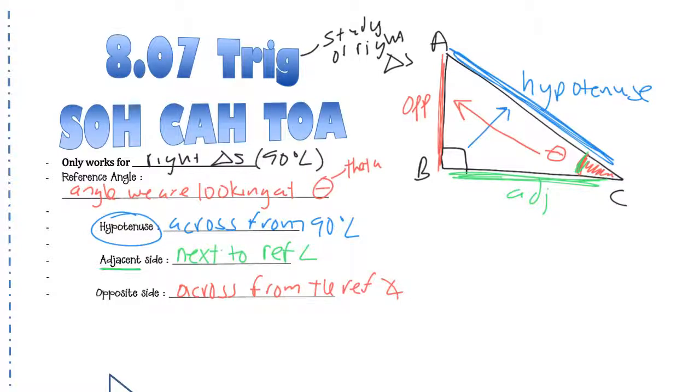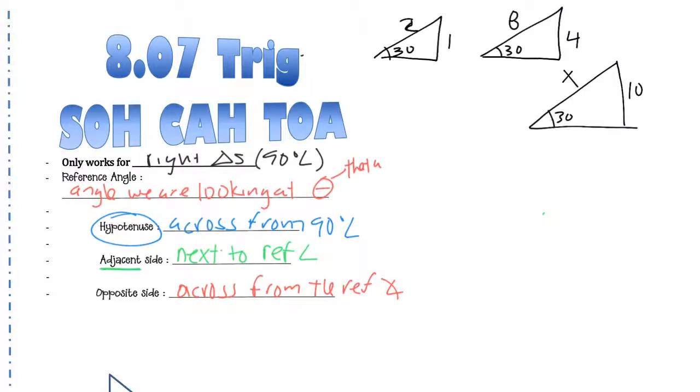And a little point of clarification here. Sometimes people get confused because they're like, well, this is next to the reference angle, but this is also next to the reference angle. That's true, but we already called this our hypotenuse. So it's the one next to the reference angle that's not the hypotenuse. So let's turn to the inside right and see how we do an example.